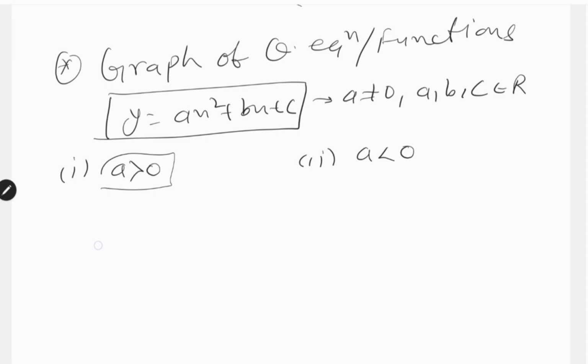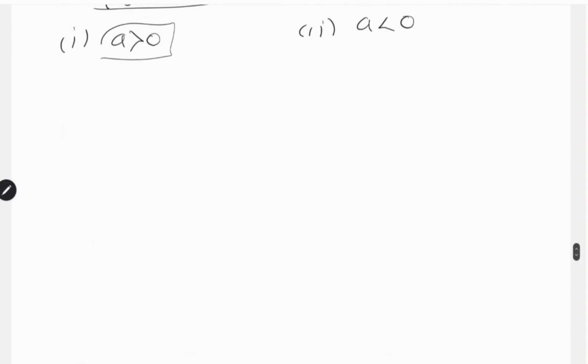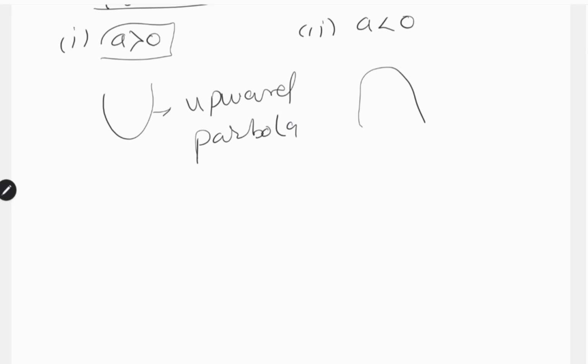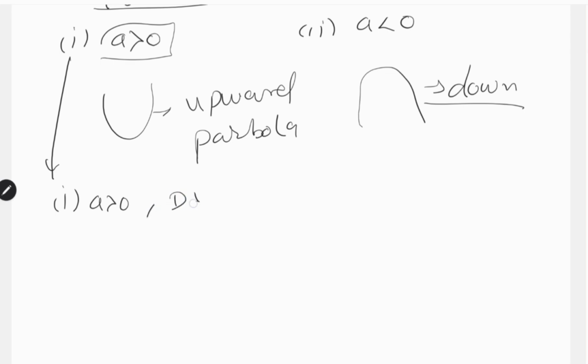If A is greater than 0, then our graph is upward, and if A is less than 0, then the graph is downward. That is an upward parabola, and that is a downward one. Okay. Then the first condition: if A is greater than 0 and D is greater than 0. What is D? D is equal to B square minus 4AC.